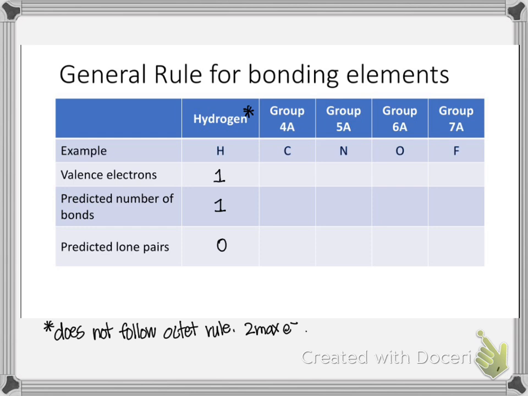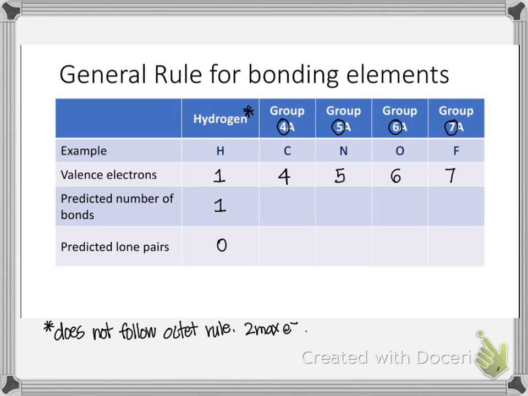So now let's look at the others. So valence electrons, remember a quick way, if all we need to do is figure out valence electrons, is to look at the number in front of the letter A. So this carbon has 4 valence electrons, nitrogen would have 5, oxygen has 6, and the fluorine has 7, which would be true for any of the elements in their group.